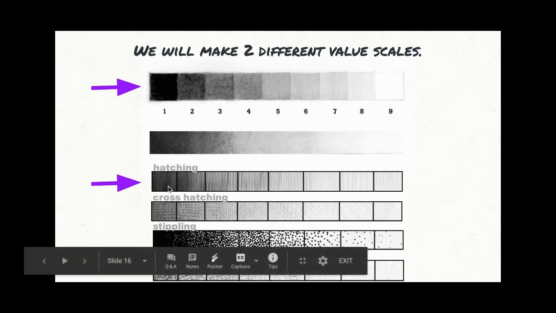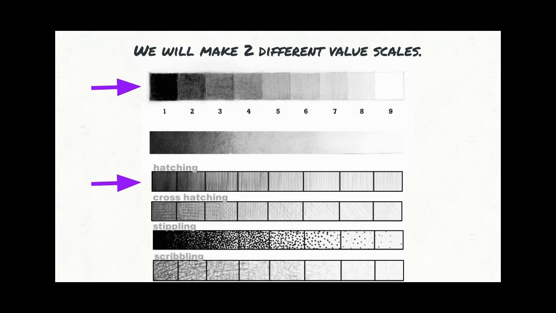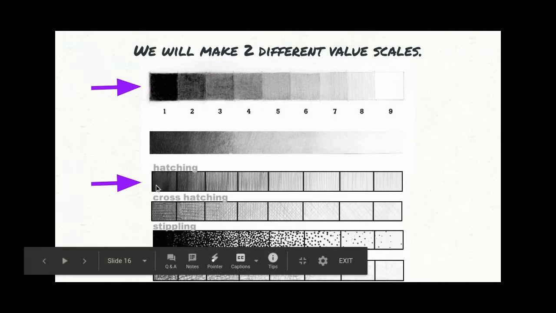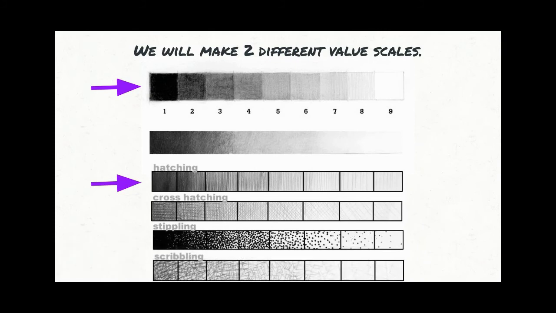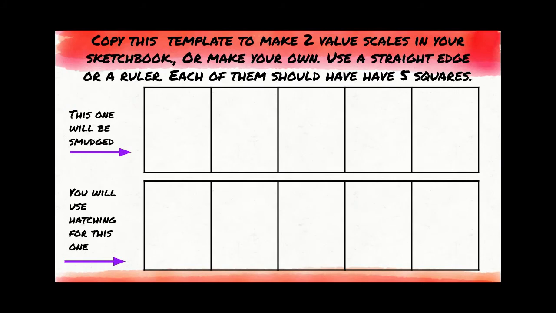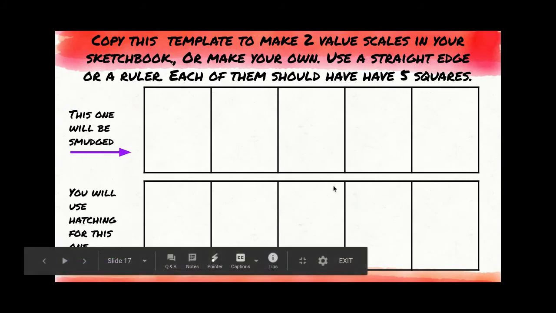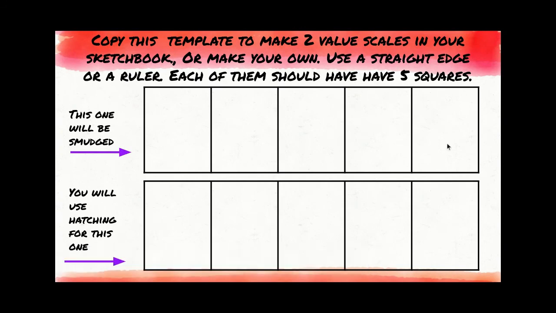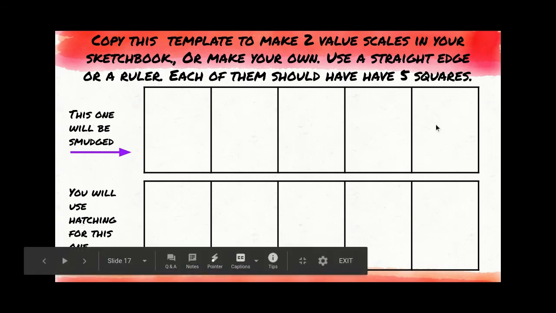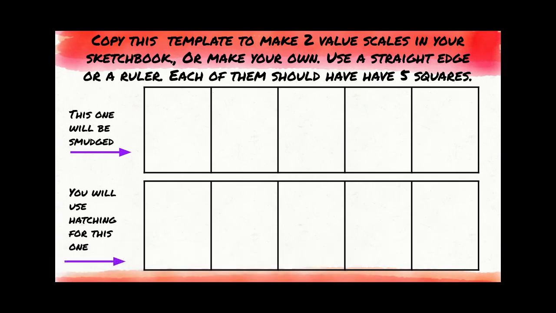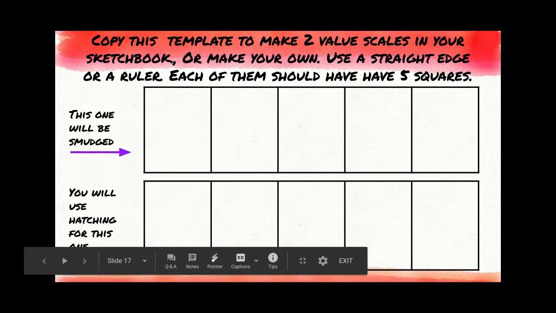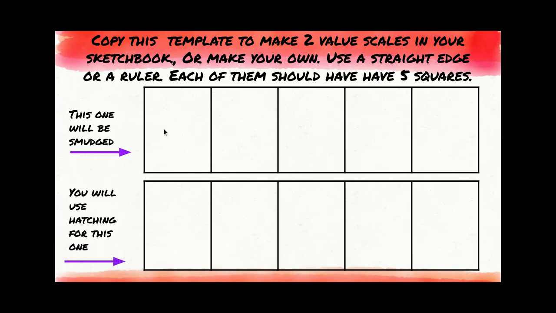The second one is hatching, where you're just drawing lines. Okay, so you're not smudging anything. You have the most lines on the darkest square, and then the least amount of lines on the lightest square. So this is how big your value scales are going to be. So they're going to be 5 rectangles, or I put squares, but they're actually rectangles. Don't tell your math teachers. Okay, so the first one you're going to do is smudged, and the second one you're going to do is hatching. Okay, so let's just focus on the smudged one.